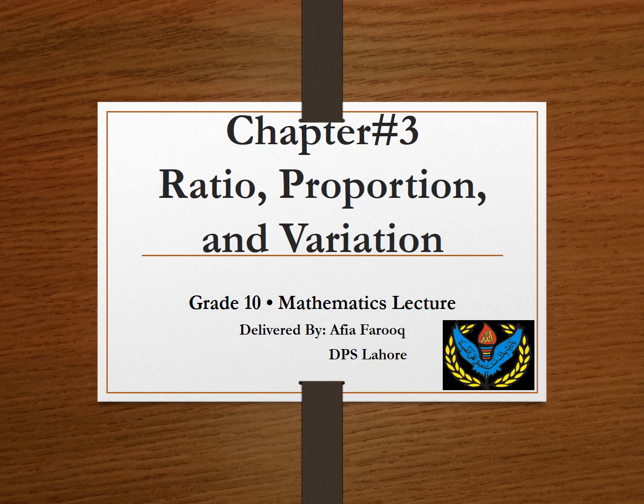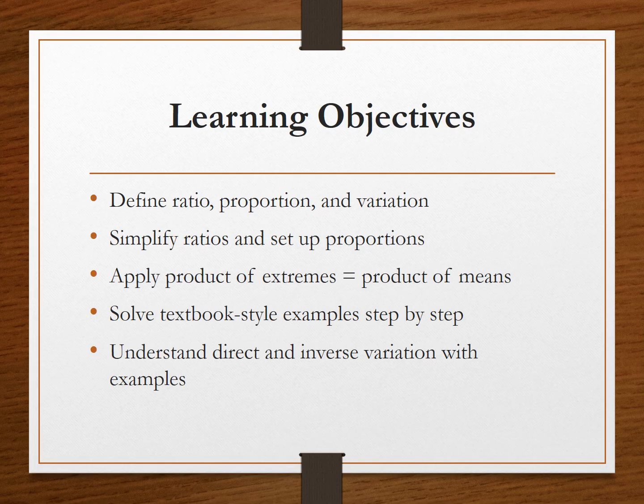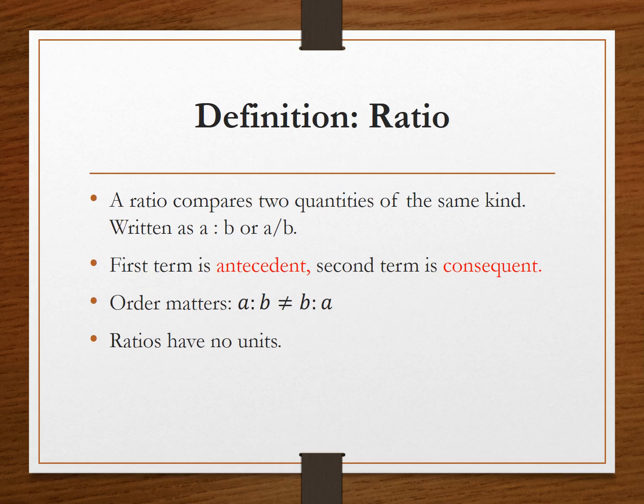Today we will discuss chapter number 3, that is about ratio, proportion and variation. In this chapter we will define ratio, proportion and variation, simplify ratios and set up proportions, also apply the formula to solve proportion, that is product of extreme is equal to product of mean. We will solve some textbook style examples and some relevant questions of exercise, and we'll also discuss the concept of direct and inverse variation with examples.